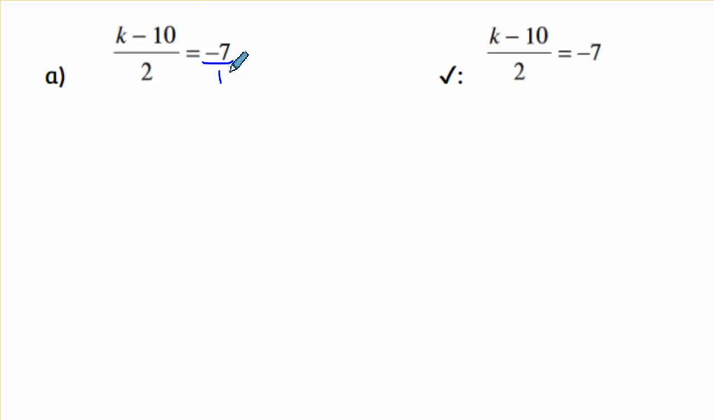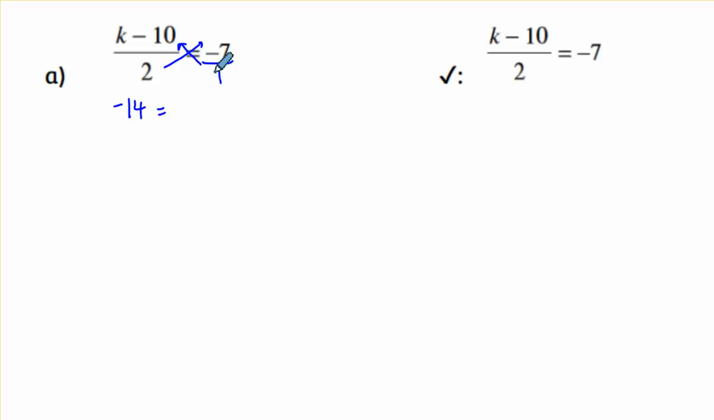Once you put that there and you look at the whole picture now, you should see, this looks like a proportion. Remember, we did proportions a while ago. We've got something over something equals something over something. How do we solve proportions? We cross multiply. So when we do that, 2 times -7 is -14. Equal sign is in the middle.